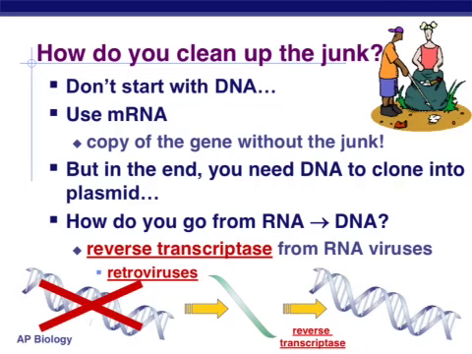But, I mean, that's great. It's great that we won't have to worry about the introns, but at the end, we're still going to need DNA. We can't put messenger RNA into a plasmid. We need DNA to go into the plasmid. So what do we do? We have to go backwards. We have to go from RNA to DNA. And there are special enzymes that can do that. They're called reverse transcriptase enzymes.